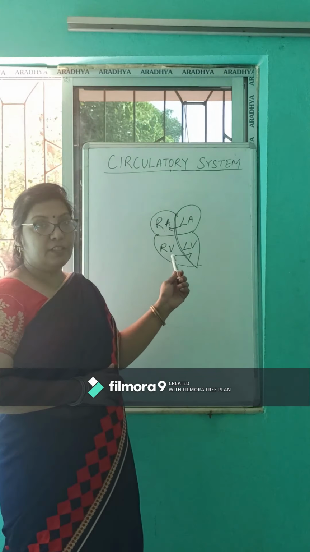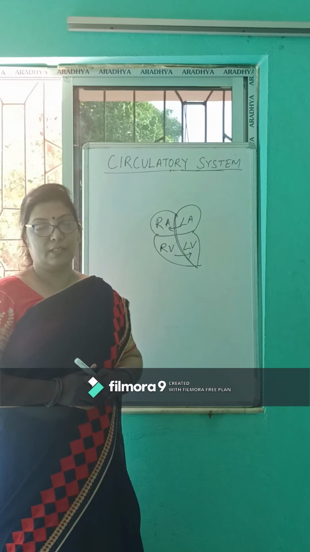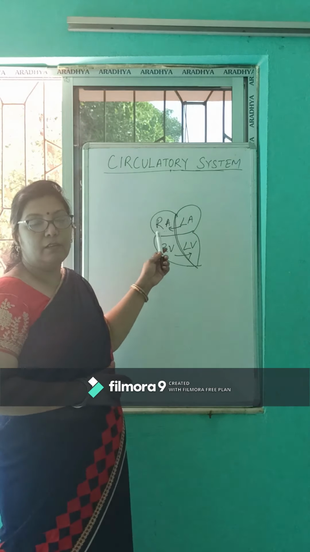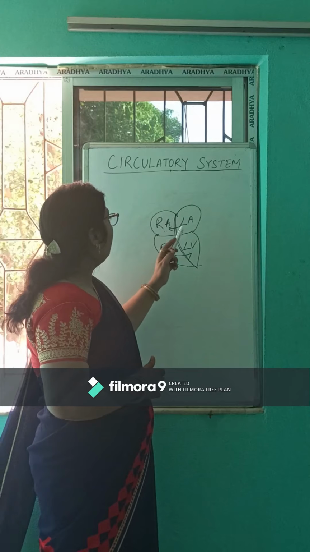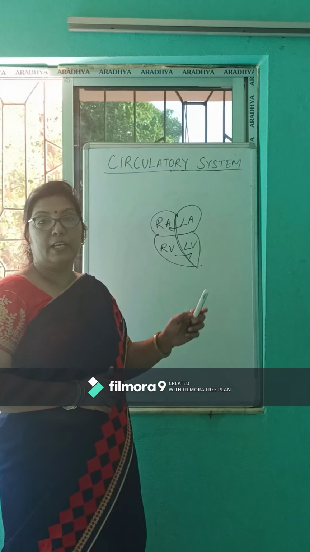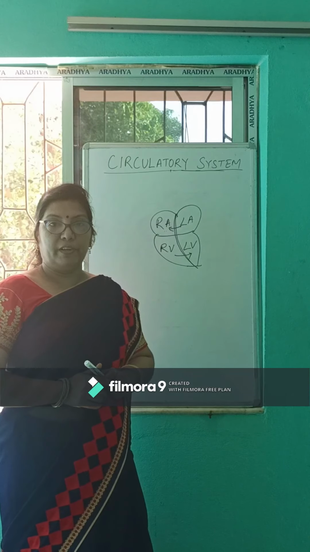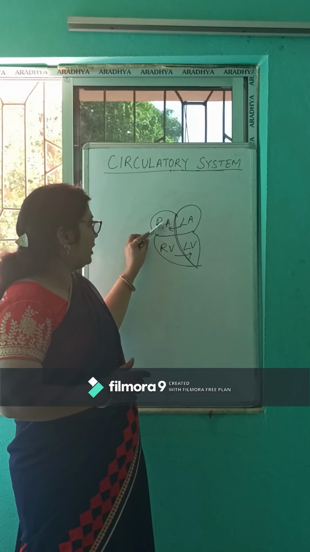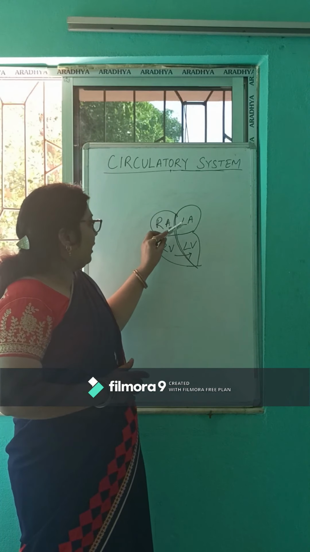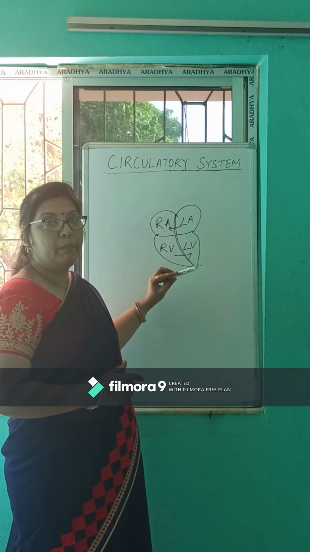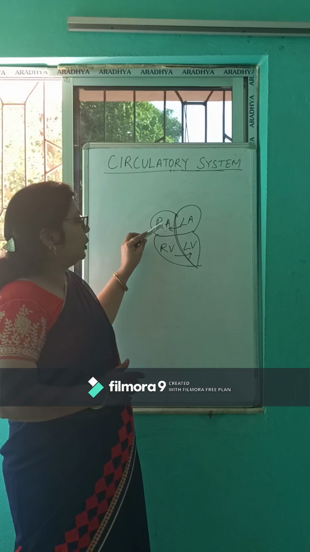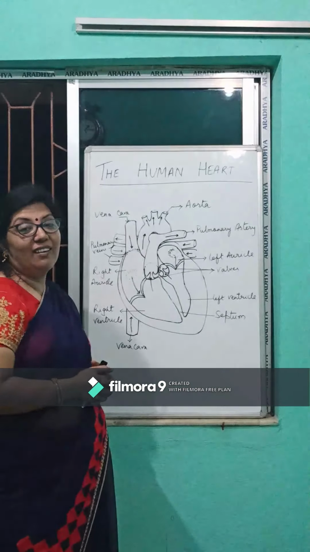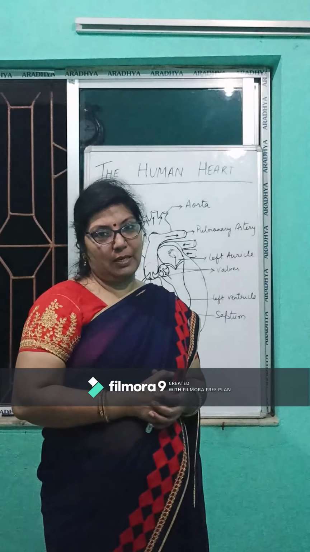There are valves present between the auricles and the ventricles. Between the right auricle and right ventricle is the tricuspid valve, and between the left auricle and left ventricle is the bicuspid valve. This prevents the backflow of blood, that is, the blood only enters from right auricle to right ventricle and left auricle to left ventricle, and prevents backflow from right ventricle to right auricle and left ventricle to left auricle. Now let us understand the process of blood circulation.